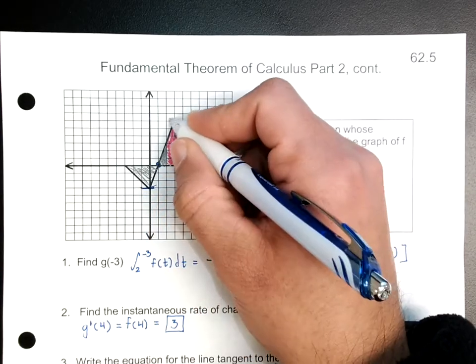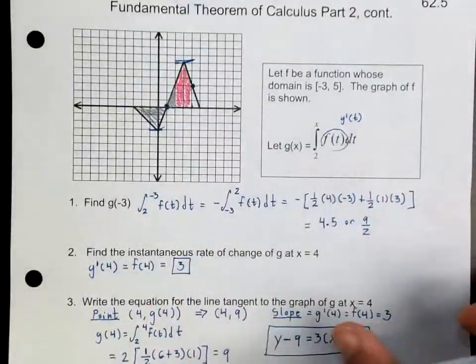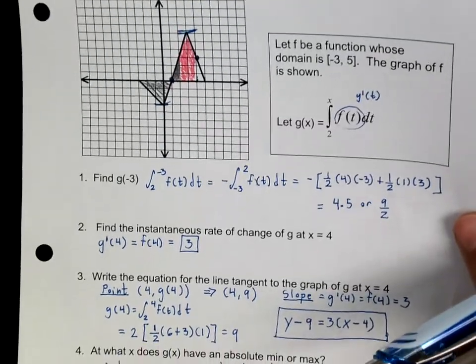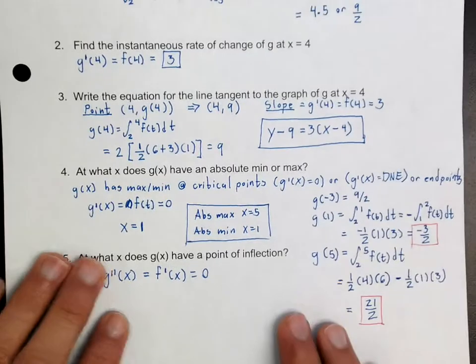Now, we have a sharp peak here and we have a sharp peak here, all right? Which means if I take the derivative of that, the derivative does not exist at those 2 points for that graph. Okay, so I know that.